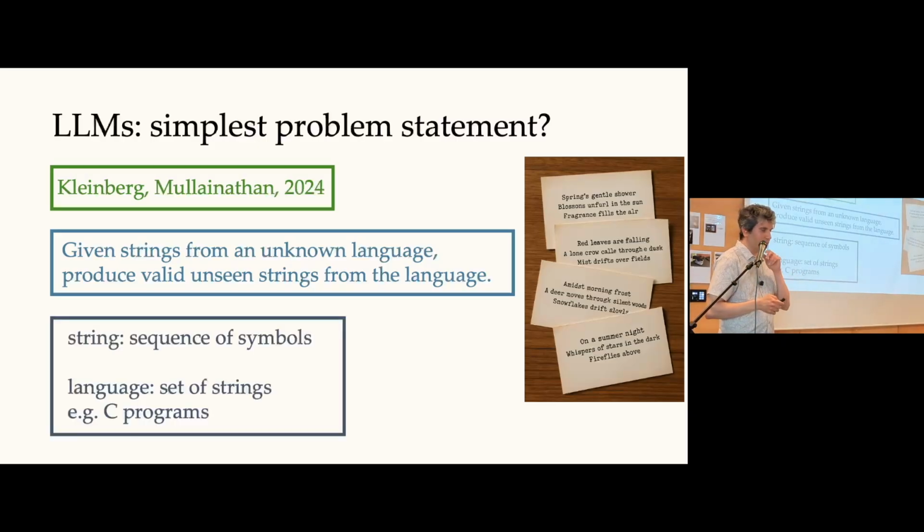A few things about this. By string, I just mean a sequence of symbols. It could be words in English, words in French. It could be C programs. What's a language? A language is a set of strings. It's the set of strings that I consider valid. So English language sentences, it could be haikus, as in the figure, it could be C programs or whatever. So this is the problem that large language models are trying to solve. This is the proposal, and we're going to play with this for a little bit and see how far we can get.